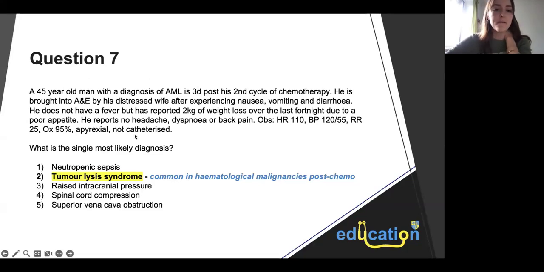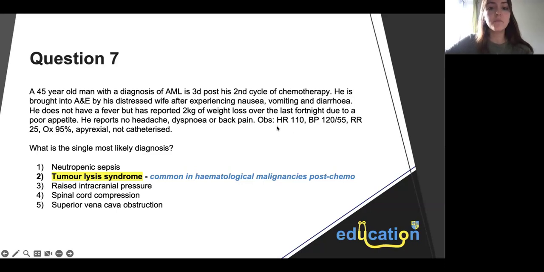But I think the stem is suggestive of tumor lysis syndrome, so let's just go through it. Another really important one to think about, especially when they're 3 days post chemotherapy, is neutropenic sepsis. However, if you look at this patient's obs, he's apyrexial and generally stable. So that rules out neutropenic sepsis.